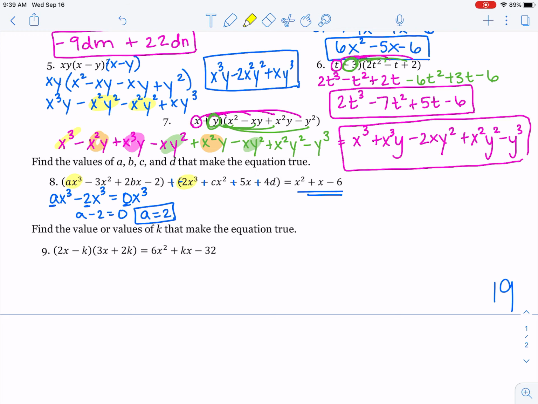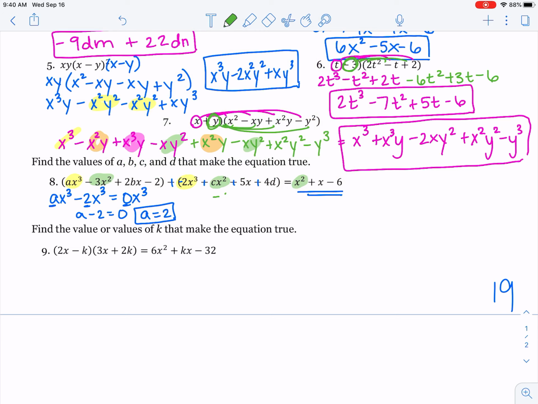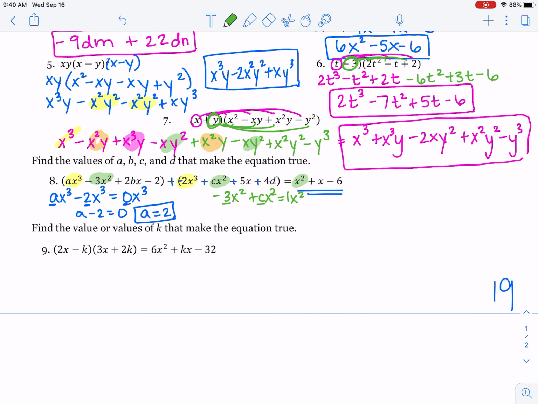So we're going to go through that same process again, but this time with my x squareds. So I have a negative 3x squared plus cx squared better equal just 1x squared. The 1x squared came from the term on the right-hand side of my equal sign. So again, I only have to worry about my coefficients. So c in this case would have to be 4.